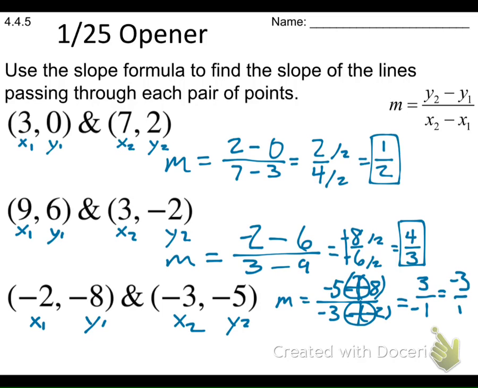Negative 3 over 1. Okay? Is everyone following?